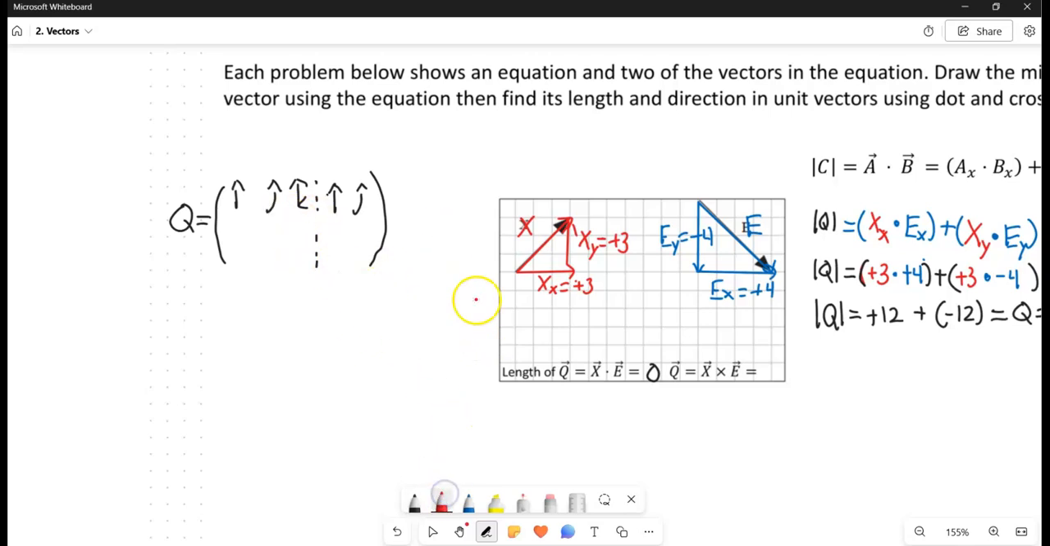So we'll put the x direction first. The x direction has a positive 3 in the i direction and a positive 3 in the j direction, but 0 in the k direction. So positive 3 and positive 3. For the e vector, that has a positive 4 in the i direction and has a negative 4 in the j direction and has a 0 in the k direction.